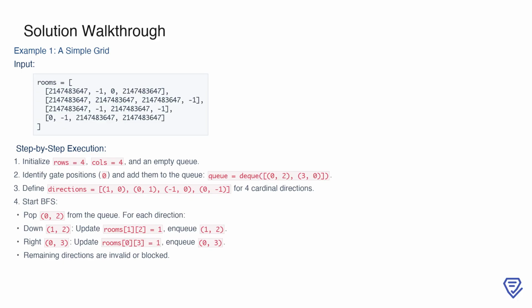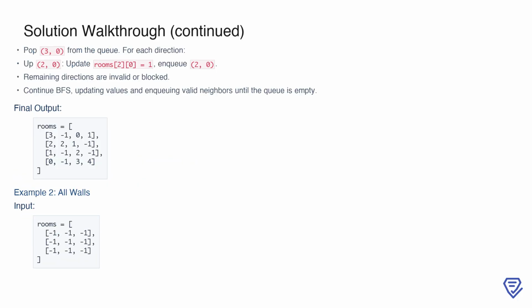Starting BFS, we process the first gate at 0, 2. Moving downward to 1, 2, we find an empty room, update its distance to 1, and add it to the queue. Similarly, moving right to 0, 3, another empty room is updated and enqueued. The other directions are either blocked by walls or out of bounds, so no further action is taken for this gate. Next, we process the second gate at 3, 0. Moving upward to 2, 0, we find an empty room, update its distance to 1, and add it to the queue. The other directions are either blocked or invalid.